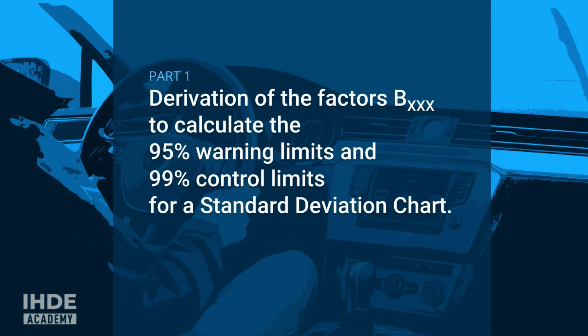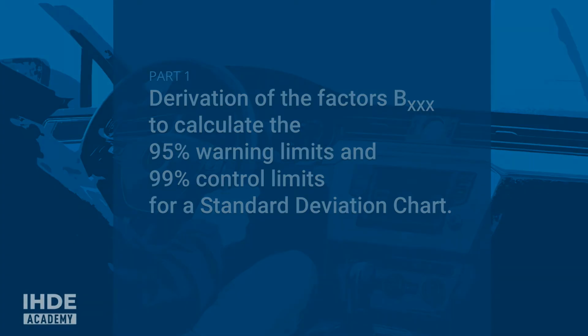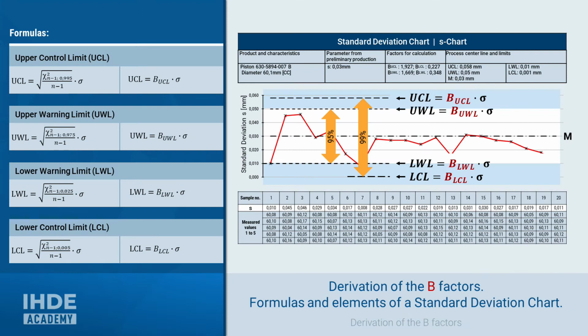Let's start the calculation of the b-factors for standard deviation charts. The warning limits have a non-interference probability of 95%. The control limits, of 99%. As can be seen here, the warning and control limits are calculated by multiplying the standard deviation by b-factors. For the sake of simplicity, these values are usually listed in tables, but will now be calculated by us.